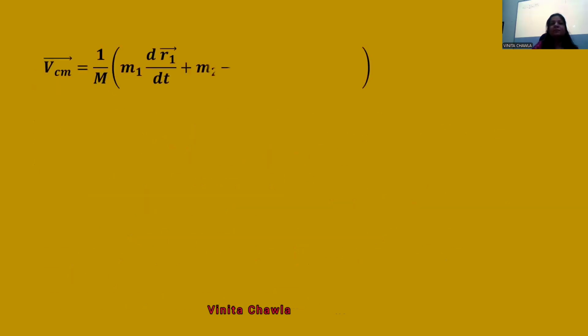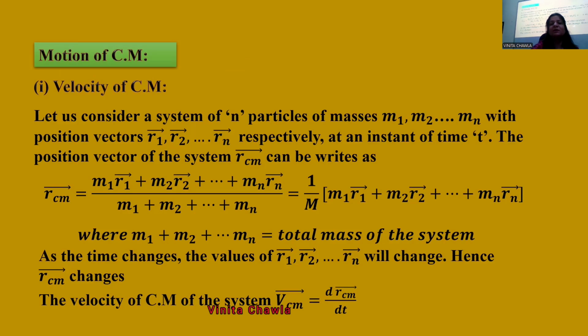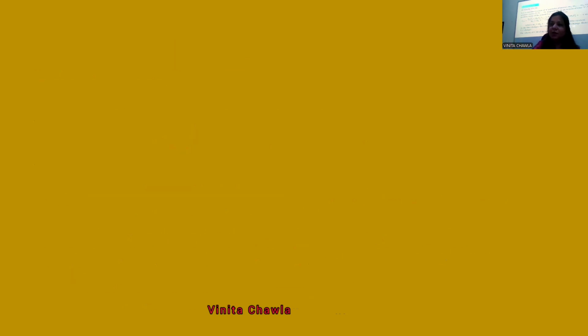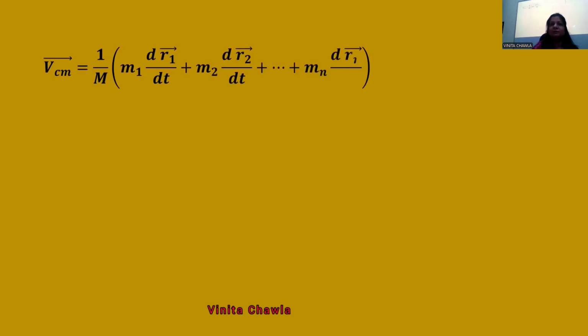Now VCM, see, because VCM is, look at this, it's drcm by dt. So in place of RCM, we are going to write this formula, the same formula, m1 r1 vector plus m2 r2 vector. ठीक है, इसको हम लिखेंगे और फिर अलग अलग हम सेपरेट करेंगे, मतलब r1 r2 को इंडिविजुअली हम डिफरेंशिएट करेंगे. ठीक है, तो VCM क्या है? ये हो जाएगा. नहीं आया या आ गया? नहीं आया?